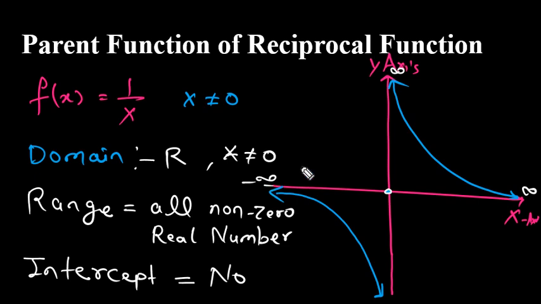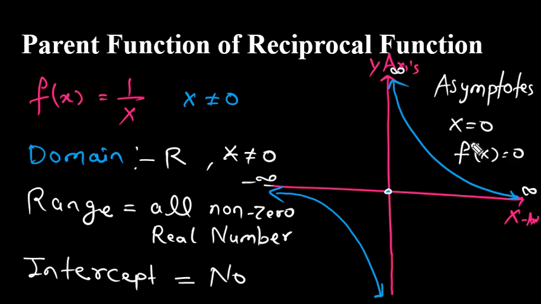Now what is the asymptote? If you know about asymptotes, then the asymptotes are, and if you don't know, then just remember for now, and I will discuss the asymptotes in the future classes. The asymptotes are x equals 0 and f of x equals 0. The y-axis is representing f of x, right?